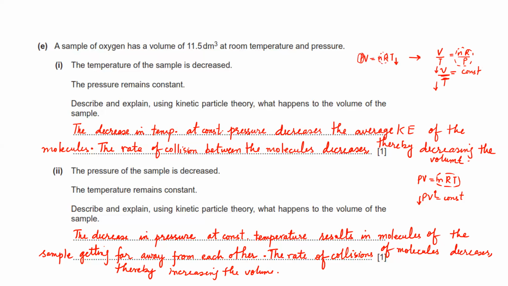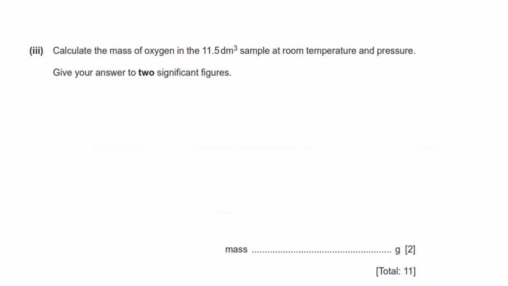So moving ahead, question 2 part E sub part 3, it says calculate the mass of oxygen in 11.5 decimeter cube sample at room temperature and pressure. Give your answer to two significant figures. So let's see what data we are given. We have to calculate the mass of gas.